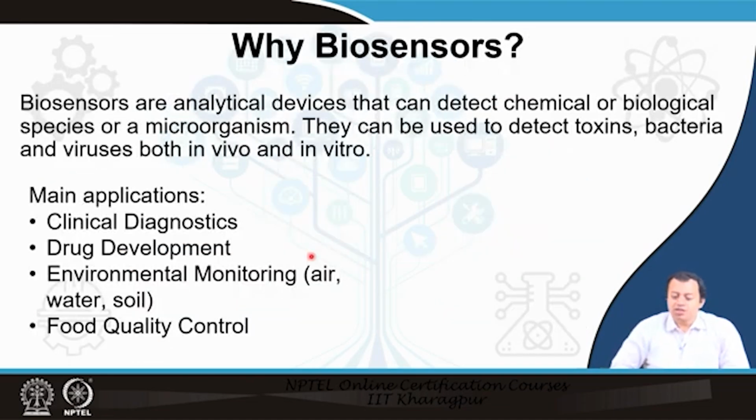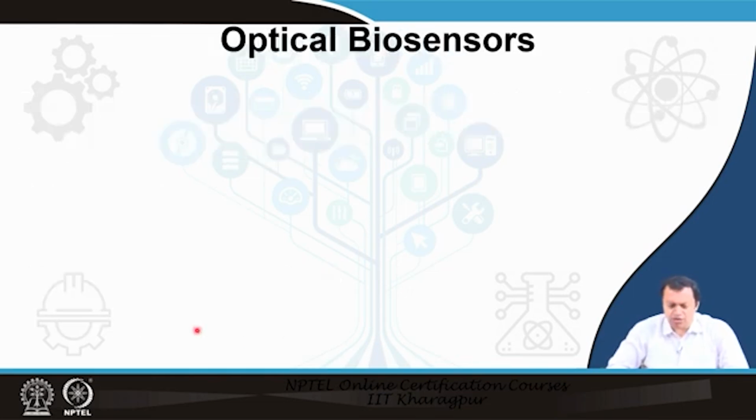So, biosensors are analytical devices that can detect chemical or biological species or a microorganism like viruses or bacteria. They can be used to detect toxins, bacteria and viruses both in vivo and in vitro. In vitro means in glass, i.e. petri dish; in vivo means in life, so inside a living organism. The main applications are clinical diagnostics, drug development, environmental monitoring, food quality control. So, there is a plethora of applications of biosensors.